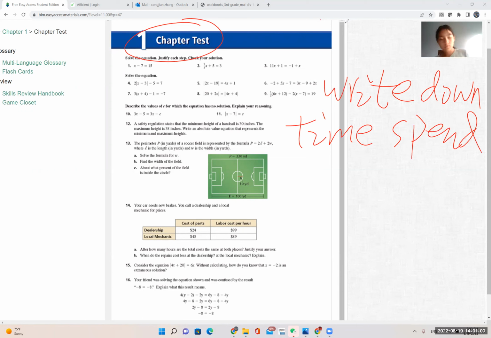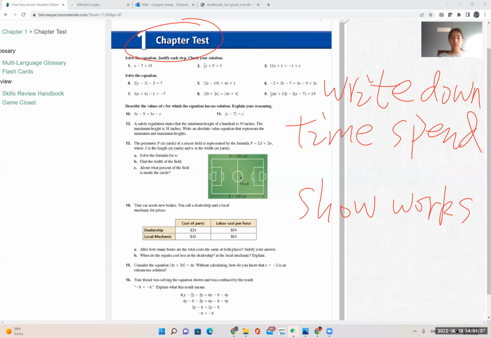You write how much time you spend. And of course, show your work, right? Anything else? Yeah, I think that's it. You can just follow this. Find a separate time. Take this as a true exam.